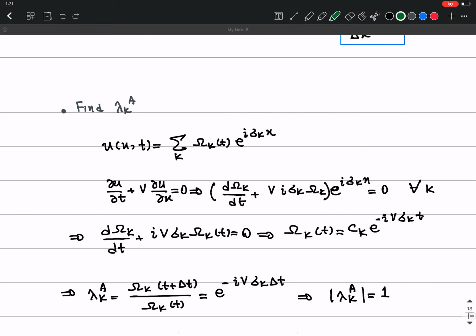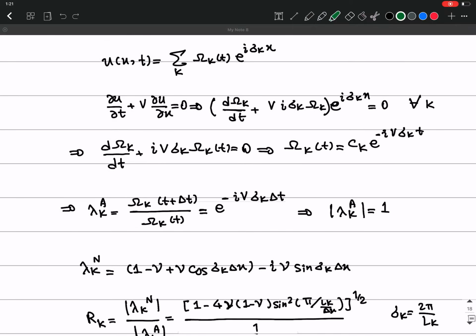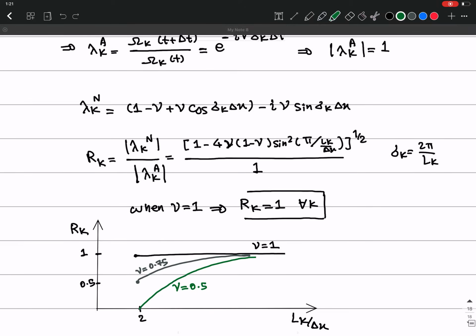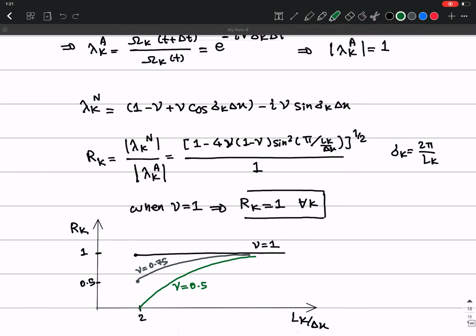Then we found the analytical lambda_k, whose absolute value is 1, and then we showed the amplification ratio between the numerical and analytical one. We found that for nu equals 1, R_k is going to be 1, and for the other ones, we found this formula here. This was the representation of that, and its plot is shown here. So based on the value of nu, you can have different stability and accuracy.